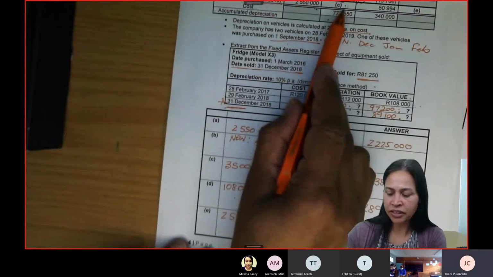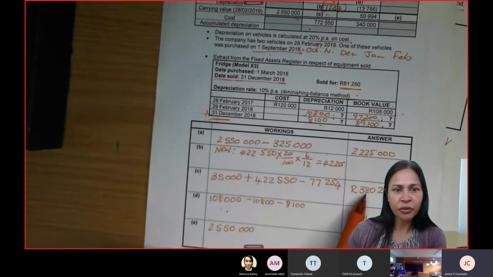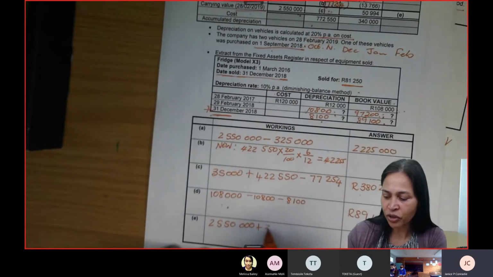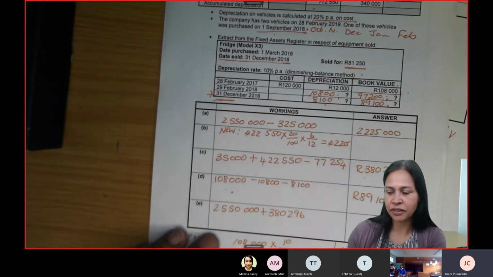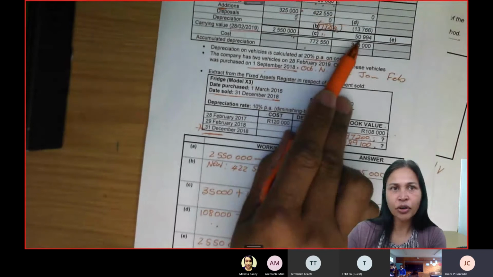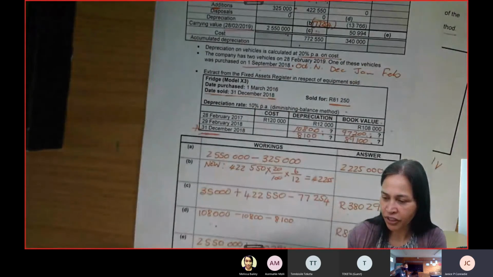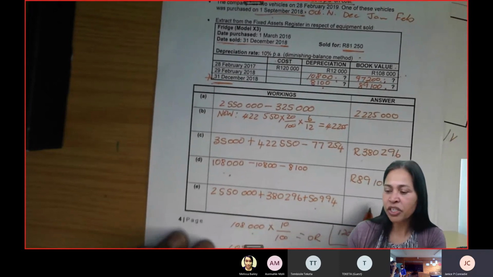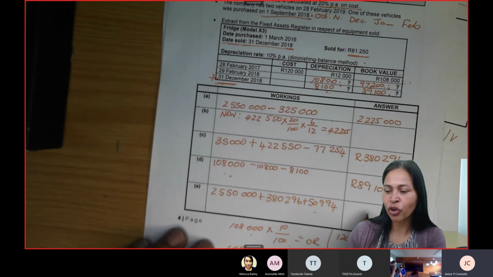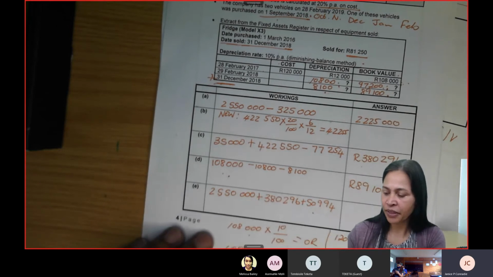What is C's answer? Let's go to C. That is the amount that I need to have. Now it's just adding all the totals together. So I'm taking C's answer of 380,296. I have equipment's carrying value of 50,994. So all of those added together will give me the total depreciation of all my fixed assets. That would be for land and buildings, vehicles, as well as equipment.